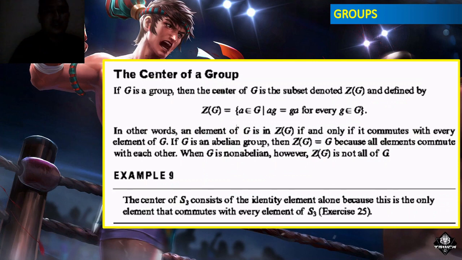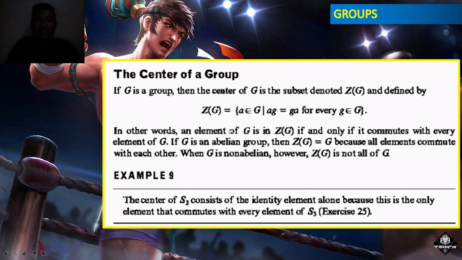Now, to find the center of a group. If G is a group, then the center of G is the subset denoted by Z of G and defined by Z of G is equal to a element in G such that ag is equal to ga for every g element in G. So, in other words, an element of G is in Z of G if and only if it commutes with every element of G. So, sure na, class, nga ang identity kay element sa Z of G, kay e times a is equal to a times e, and element pod si e sa G.